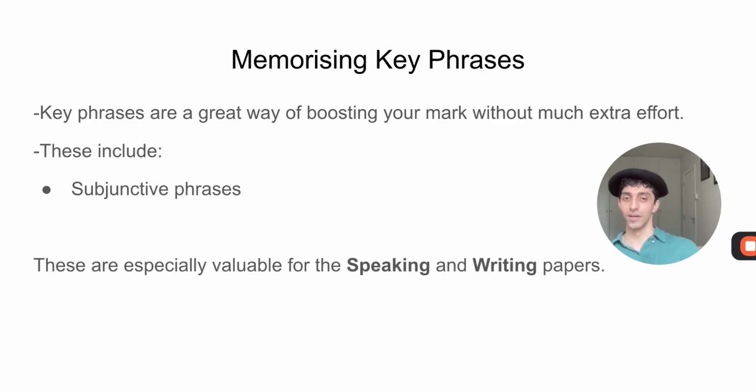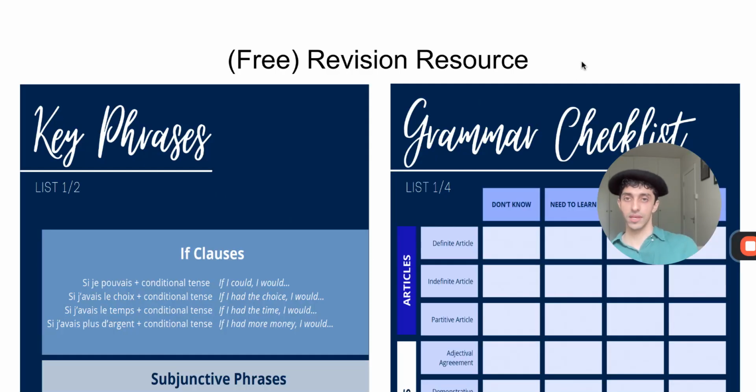Subjunctive phrases are a great example of key phrases, though there are other key phrases that can be useful too. And of course, these key phrases are particularly valuable for your speaking and writing papers whenever you, as a student, need to produce the language yourself. The subjunctive is perhaps the one most impressive feature of grammar to French GCSE and iGCSE examiners, regardless of what your target grade actually is.